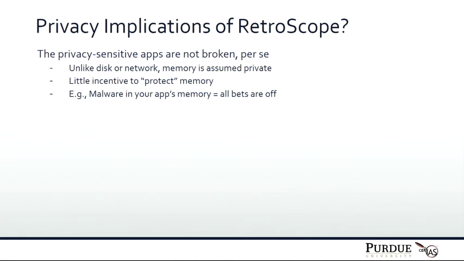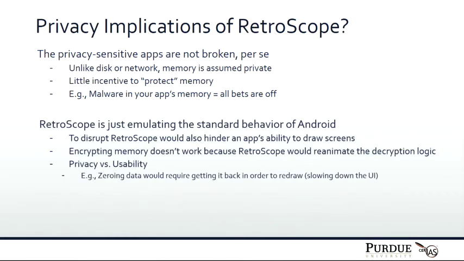So there's little incentive nowadays to protect an application's own memory, right? For instance, if you get malware into your own memory, then you assume all bets are off at that point. But what RetroScope is doing is just emulating the natural behavior of the Android framework. And so if you wanted to disrupt RetroScope, you would also have to hinder the app's own ability to draw its screen, because we're just reusing those in-place redrawing routines.